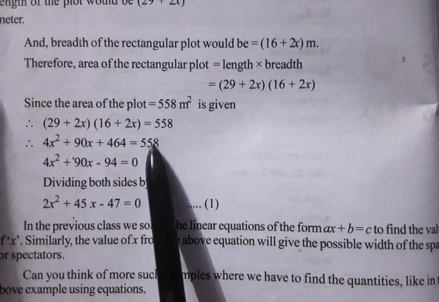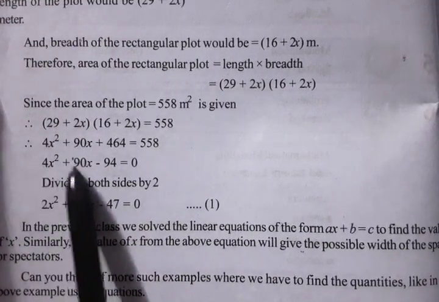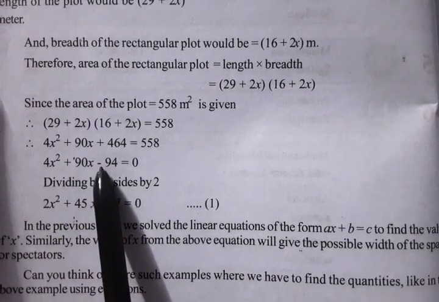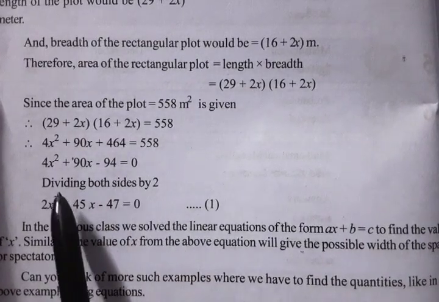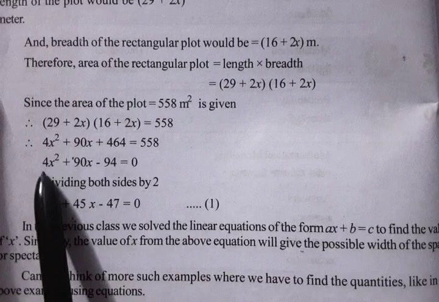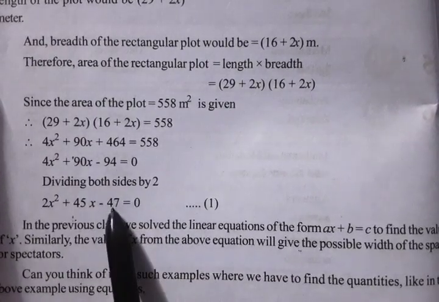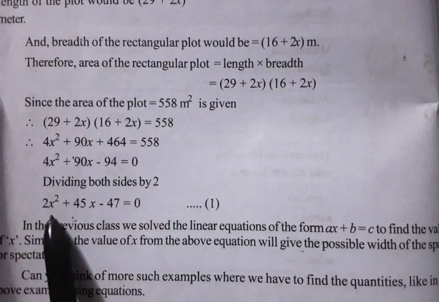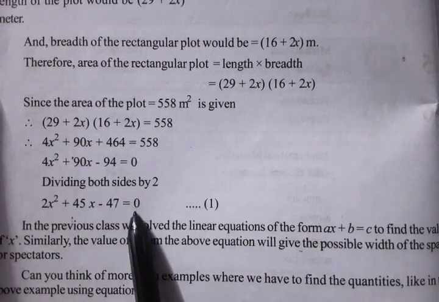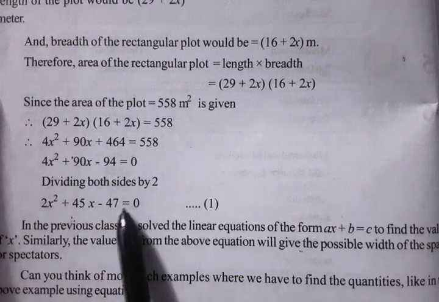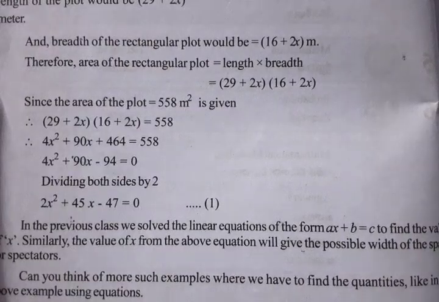Taking 558 to the left side, the plus becomes minus: 4x square plus 90x plus 464 minus 558 equals 0, that is 4x square plus 90x minus 94 equals 0. By taking 2 common, 90 means 45x and 94 means 47. Our answer is 2x square plus 45x minus 47 equals 0. This is the equation for the area of the plot.